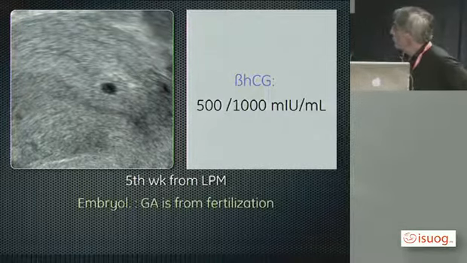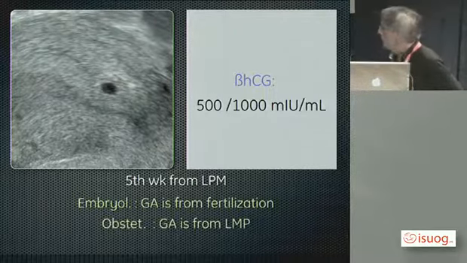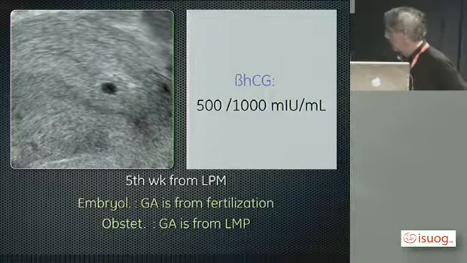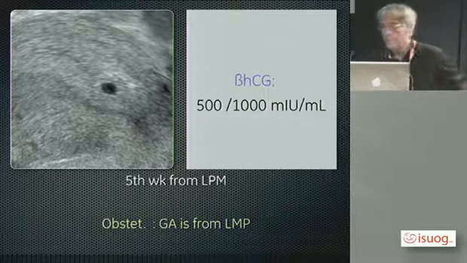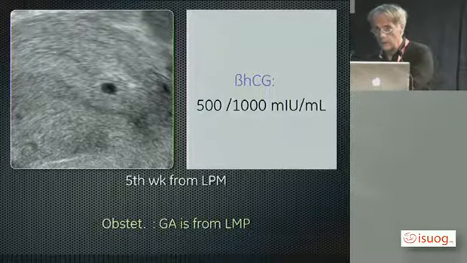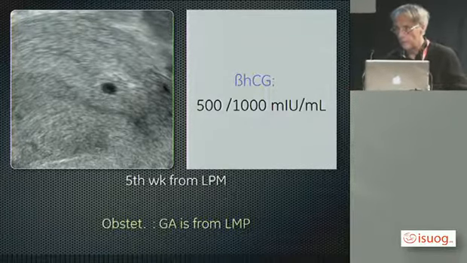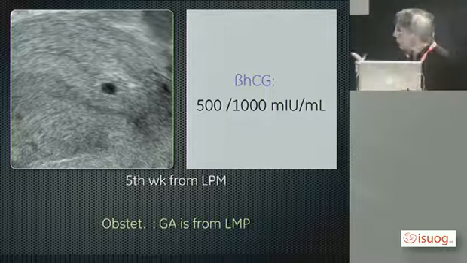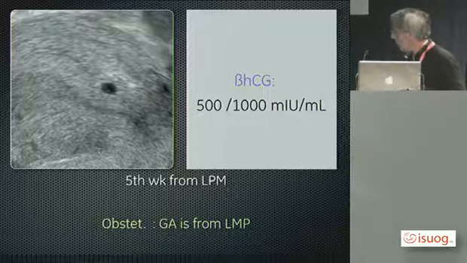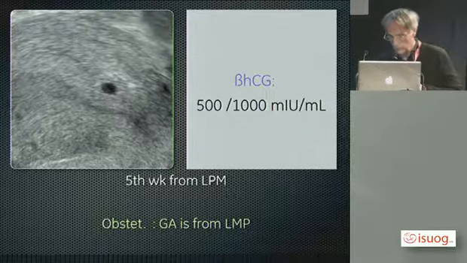Embryologists use the gestational age from fertilization, and obstetricians use gestational age from last period. And I will use this one. This is a problem because sometimes in some embryology books you can see an embryo of 8 weeks, but that means it's 10 weeks from last period. So you always have to consider the gestational age to know if it's from LMP or from fertilization, and also just look at the length of the embryo.